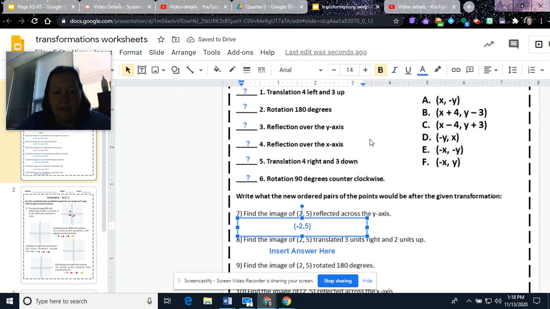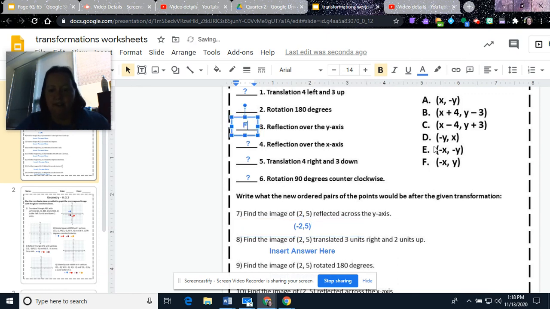The one that is up here is reflection over the y-axis. That means that when you flip it, you're going to have the same y, but the opposite x. So you can use that rule. If we're reflecting over y, it's (-x, y). So since it's (2, 5), it's (-2, 5). You just change the x and make it the opposite. And remember, the opposite of a negative number is a positive number.